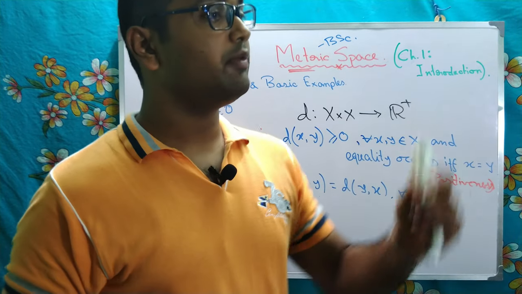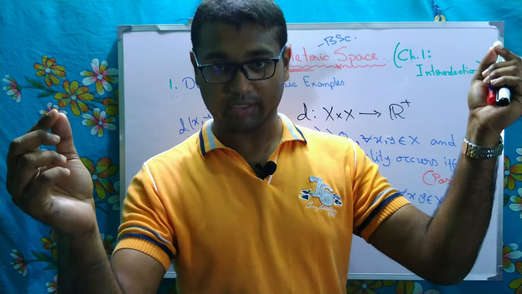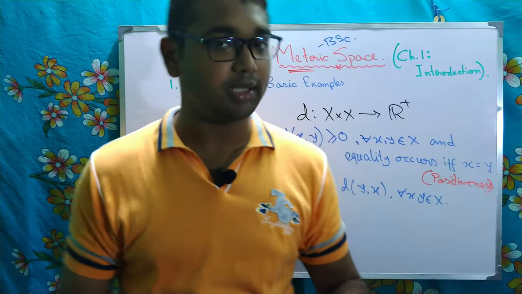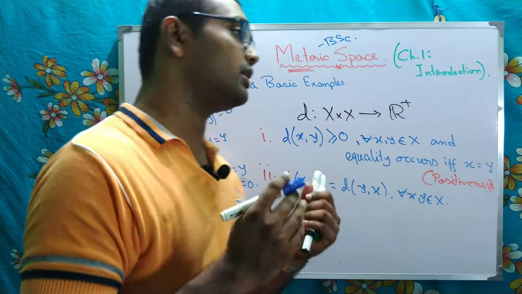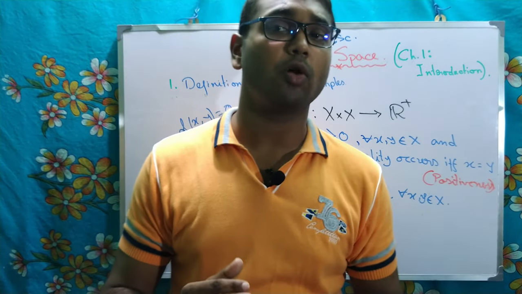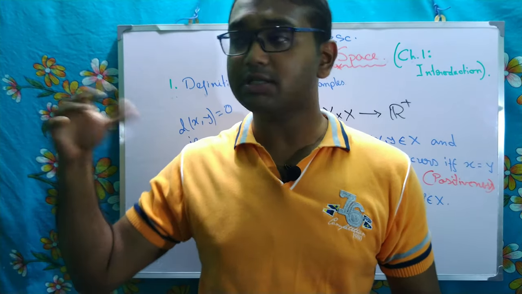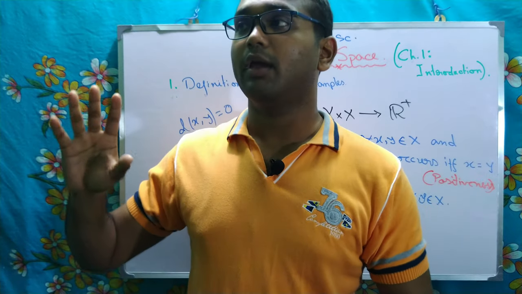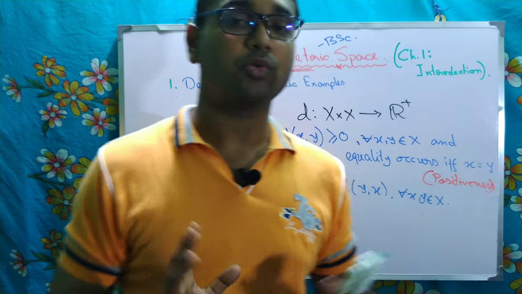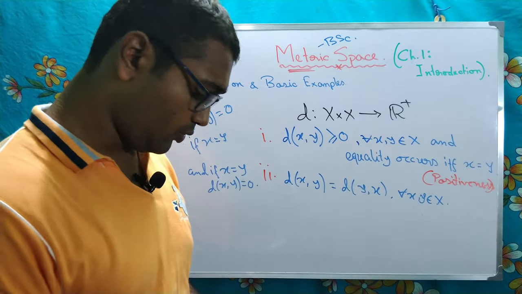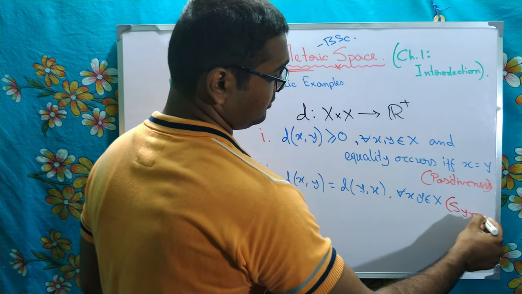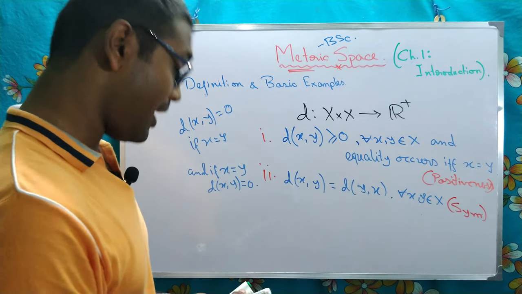This means that if I measure the distance from this point to this point, and then measure the distance from this point back to this point, the distance will remain the same. It is again an intuitive idea. We can think it is actually a normal thing. See, metric space has developed only from our natural spaces, from the real line, R2, from these only metric space has developed. And this one is known as symmetry. And the third one.